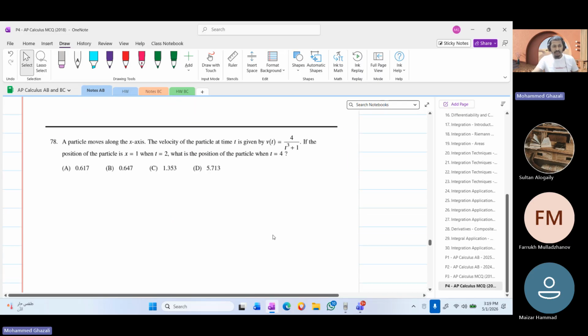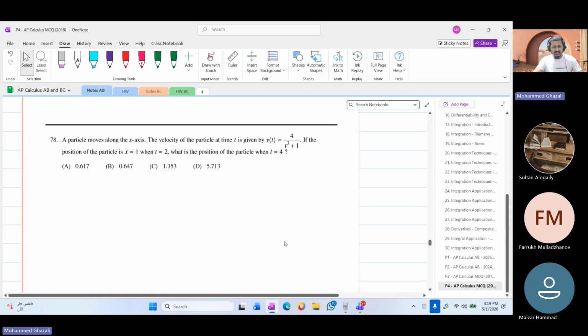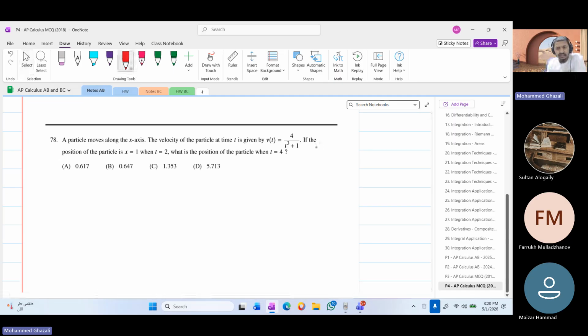Yeah, so theoretical question. A particle moves along the x-axis. The velocity of the particle is given by this. If the position of the particle is x equals 1 when t equals 2, what is the position of the particle when t equals 4? I think you have to integrate here. Calculators are allowed, so we can integrate this. We are finding the integral of v of t dt.